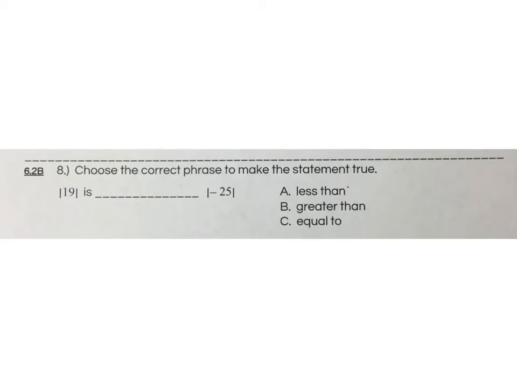Number 8 goes with TEK 6.2b. Choose the correct phrase to make the statement true. The absolute value of 19 is blank, the absolute value of negative 25. Is it A, less than, B, greater than, or C, equal to?